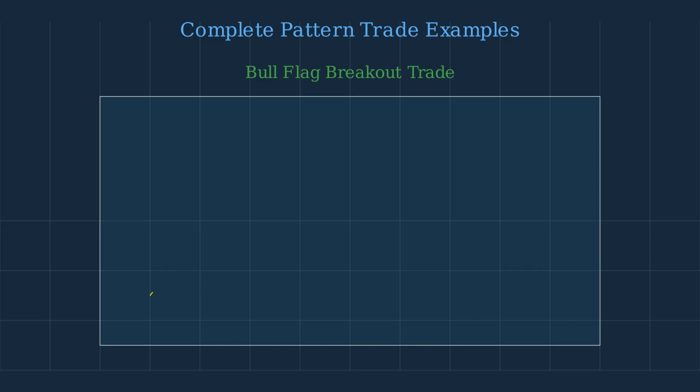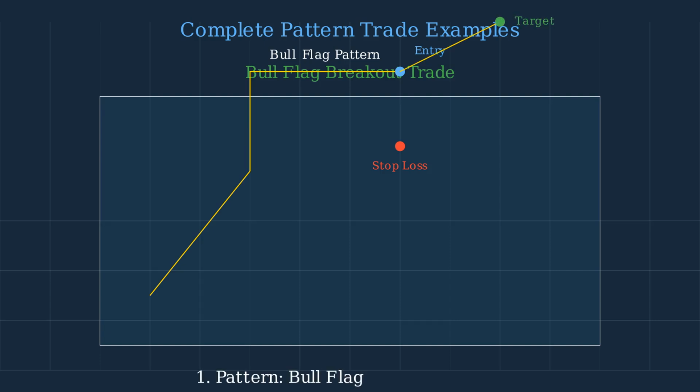Let's analyze complete pattern-based trades from identification to exit. Let's analyze a bull flag breakout trade. The pattern forms after a strong uptrend creates the flag pole, followed by a consolidation period forming the flag. We enter on the breakout above the flag, place our stop below the flag's low, and set our target based on the flagpole's height.